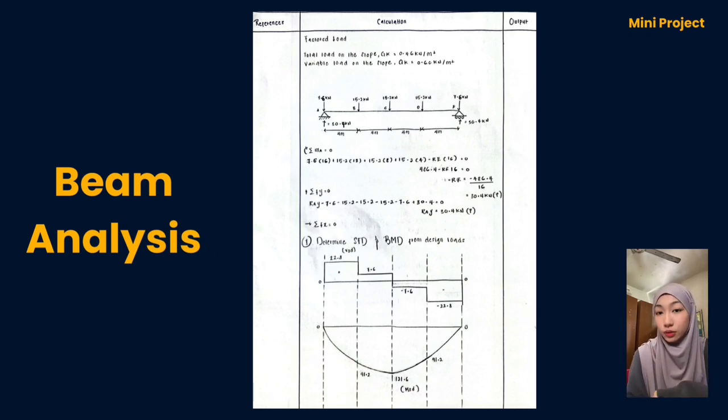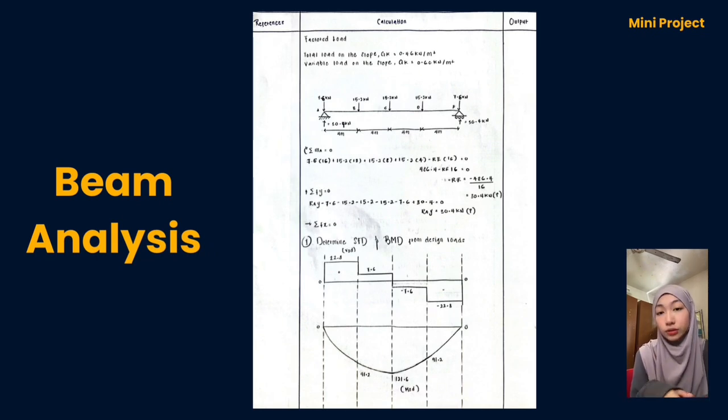So from the roof truss, we obtained that the Gk is 0.46 kilonewton per meter square and the Qk is 0.6 kilonewton per meter square. Now let's look at the beam details. So the beam is simply supported and it's divided into 4 equal spans. Each of the span is 4 meters, making the total span of 16 meters. Since the load is symmetrical, both ends carry the same value, which is 30.4 kilonewtons.